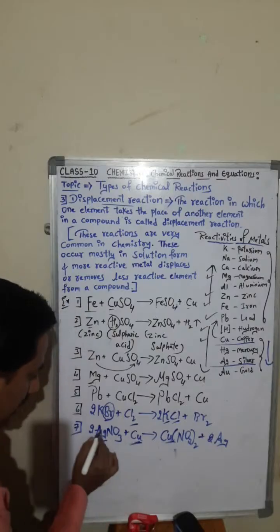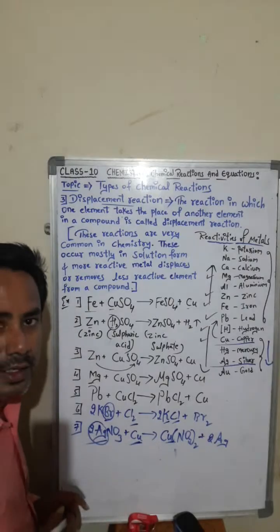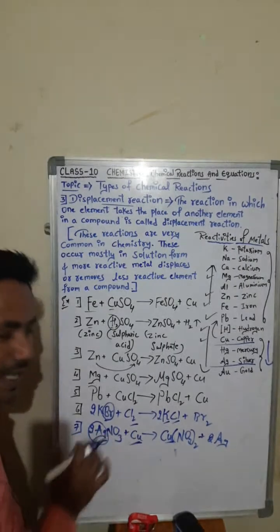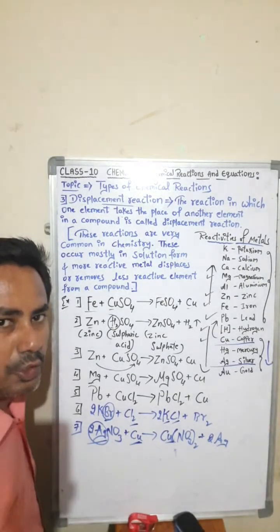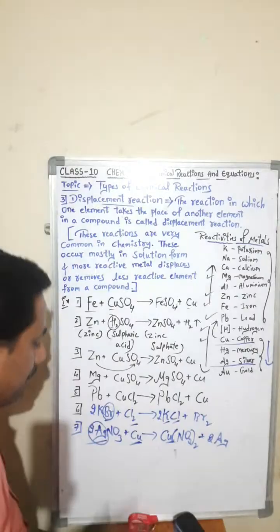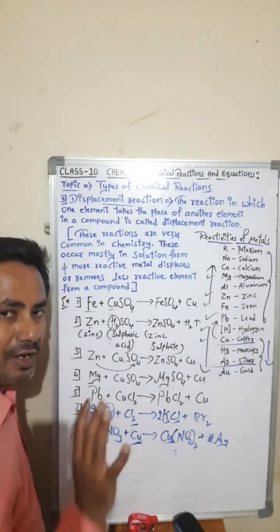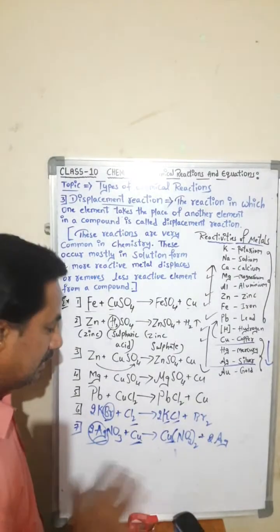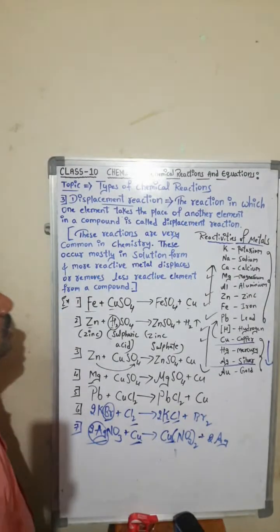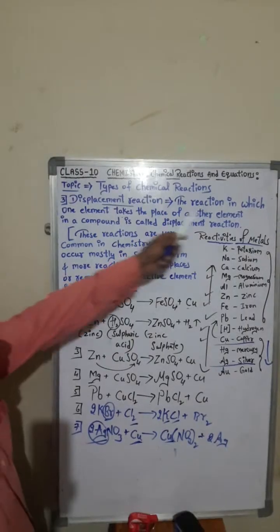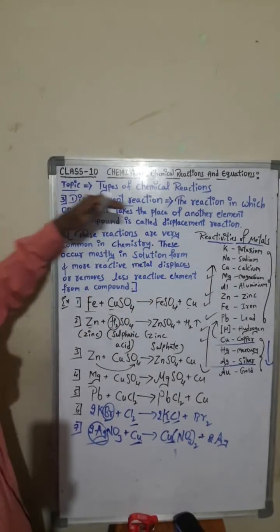Copper is more reactive than this silver. The most reactive element always displaces the less reactive element. The more reactive element comes in the place of the less reactive element. Got it? Clear? Understood?